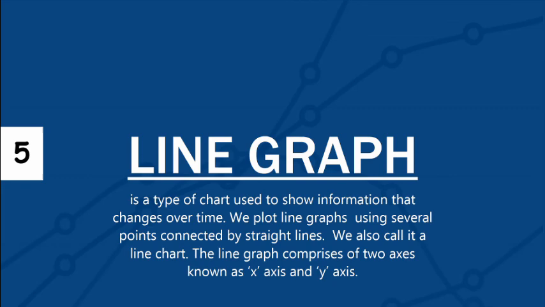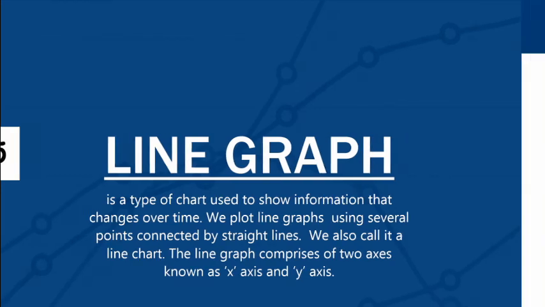Good day. I'm Roel Acabo Jr. and I'm going to talk about line graph. Line graph or line chart is a type of chart used to show information that changes over time. We plot line graph using several points connected by straight lines. The line graph comprises two axes known as the x-axis and y-axis.